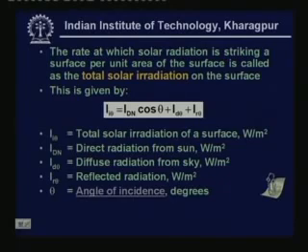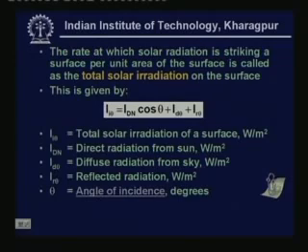I subscript i theta is equal to I subscript Dn cos theta plus I subscript d theta plus I subscript r theta. And as you can see here, I subscript i theta is the total solar irradiation of a surface in watt per meter square, and I subscript Dn is the direct radiation from the sun, and I subscript d theta is the diffuse radiation from the sky, and I subscript r theta is the reflected radiation, and theta is known as the angle of incidence.